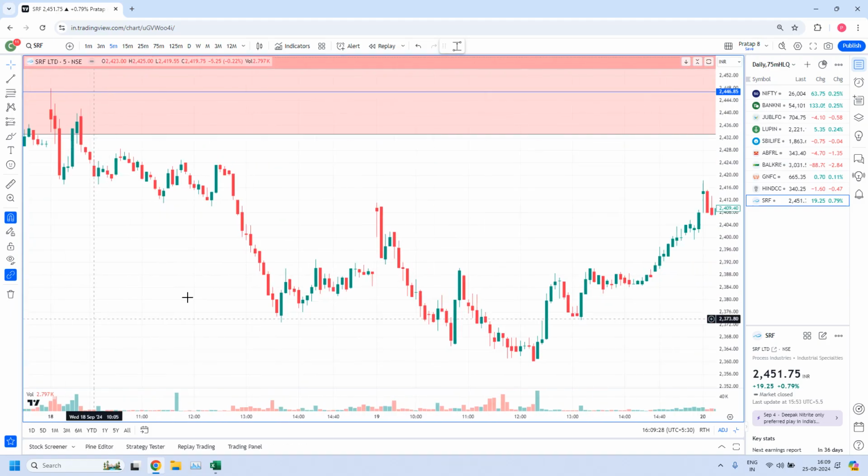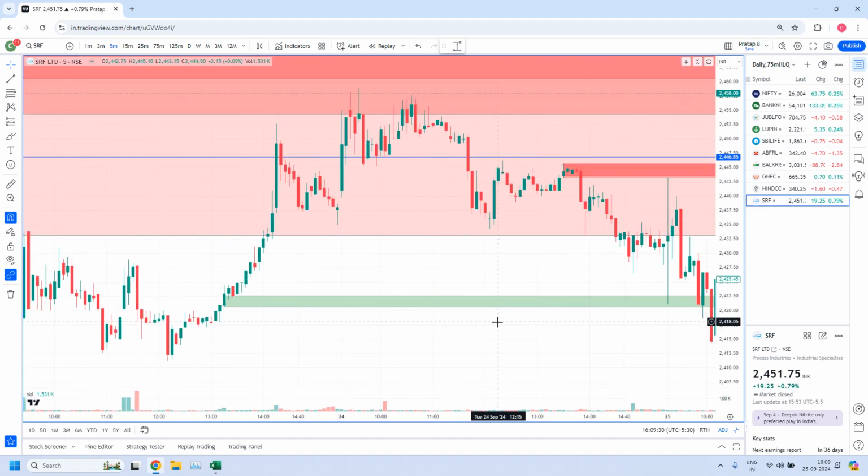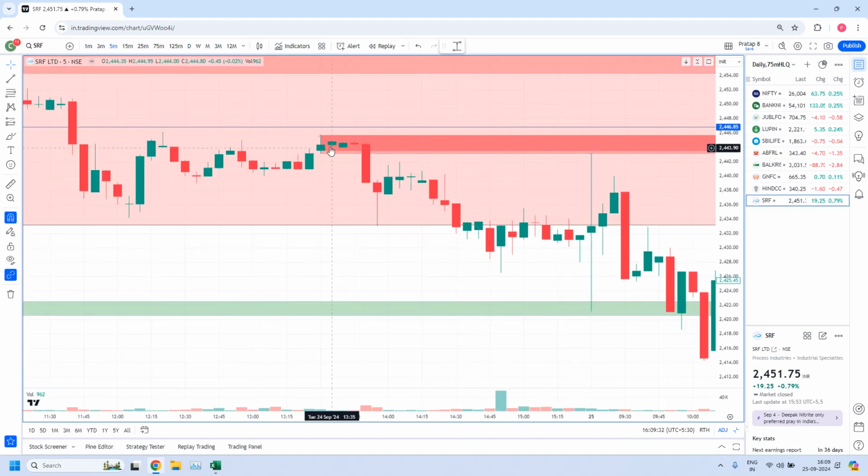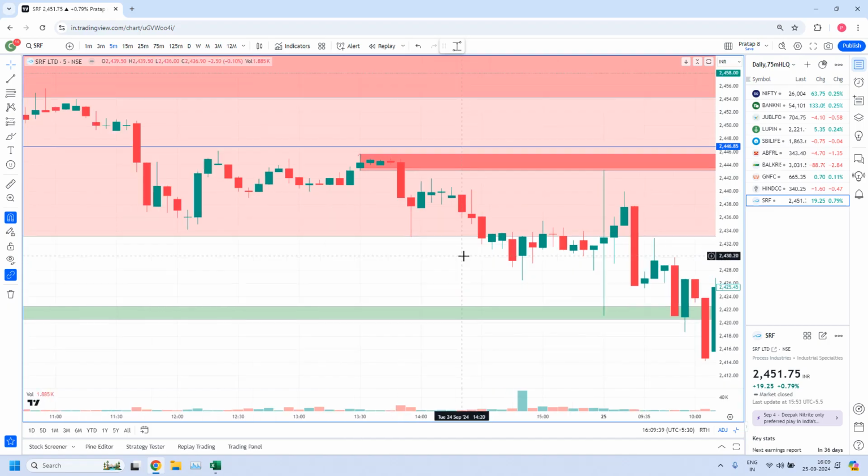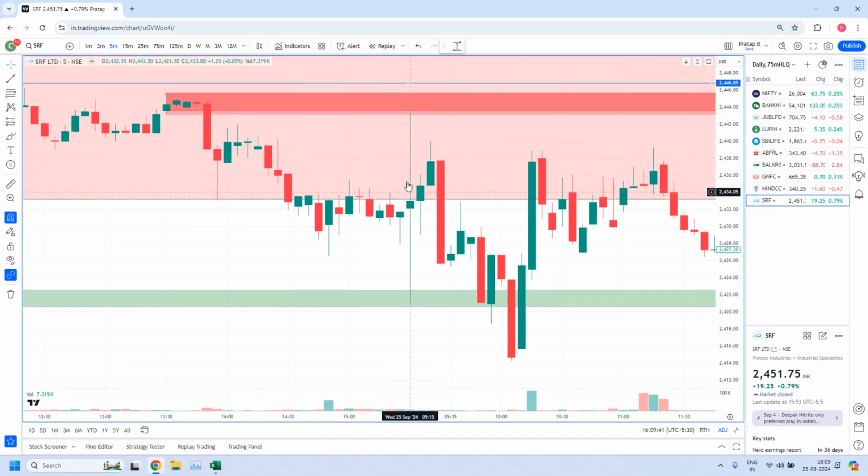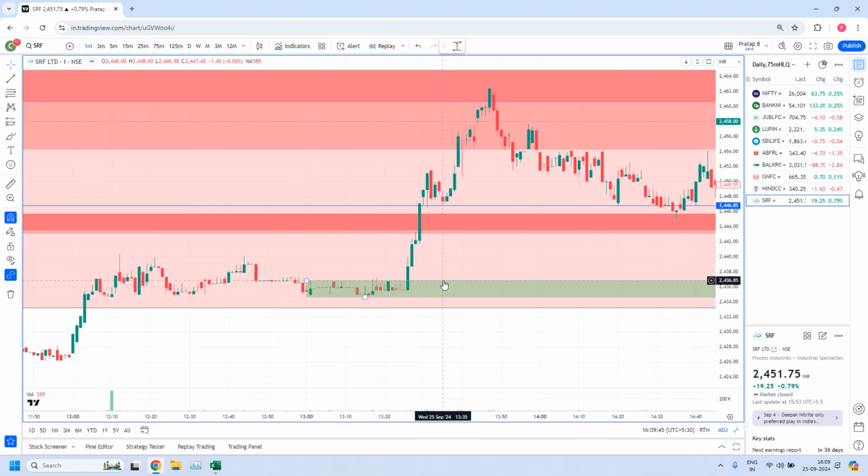Okay, apart from that, one more 15 minute zone was also recently created. Inside we have a fine tuned 5 minute zone. We have 1, 2, 3, 4 base candles and a drop candle. And today's morning 9:15 candle reached this zone. Let me go to the 1 minute time frame. You will get clarity.